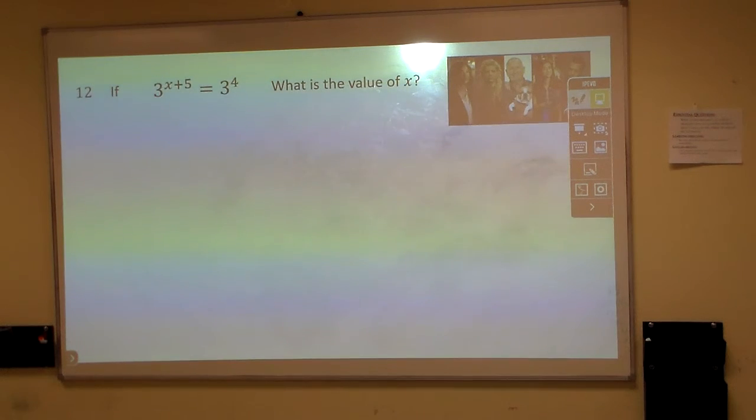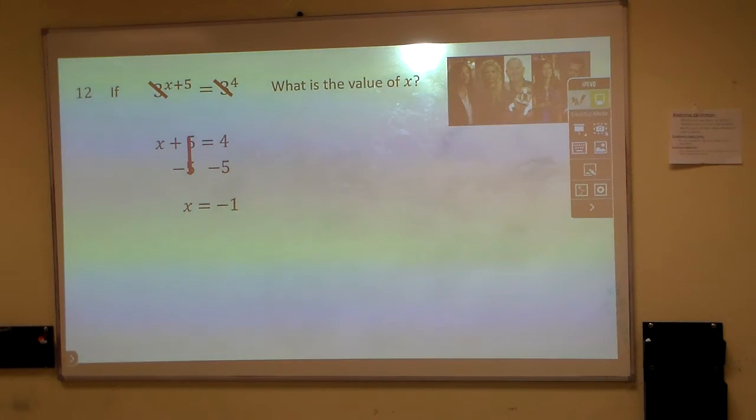Okay, what is the value of x? This is an exponential equation. And notice, as long as they have the same base, by our laws of property of exponents, they have to equal each other. So that means x plus 5 equals 4. So it's minus 5 from each side, so the value of x would just be negative 1. Value of x is negative 1.